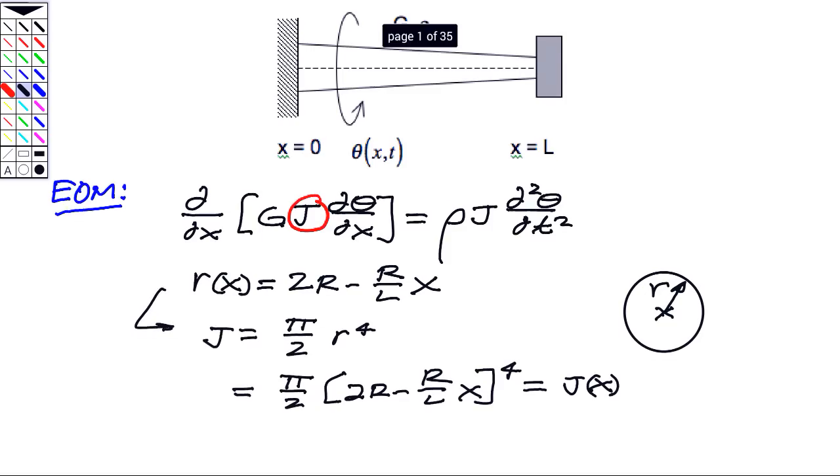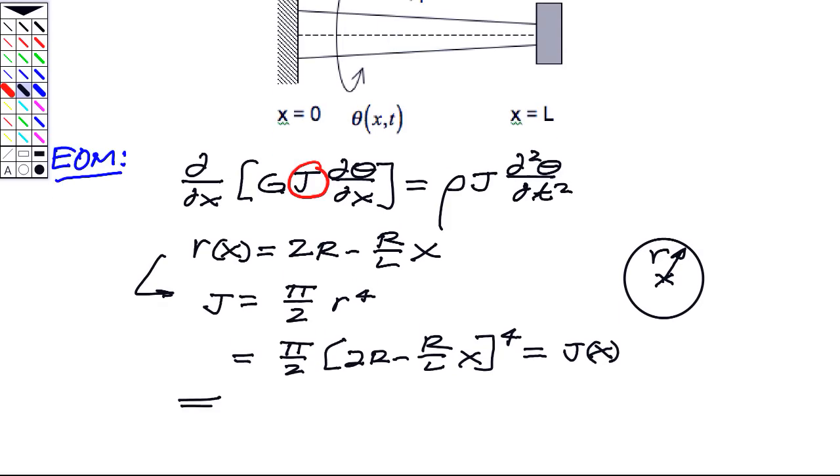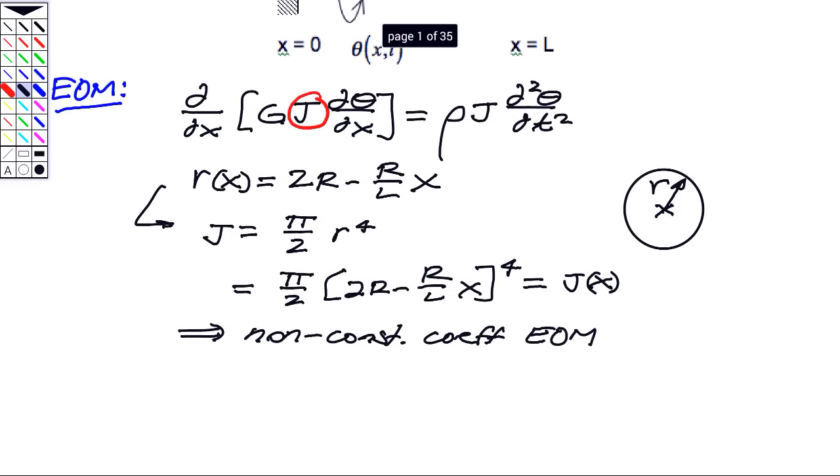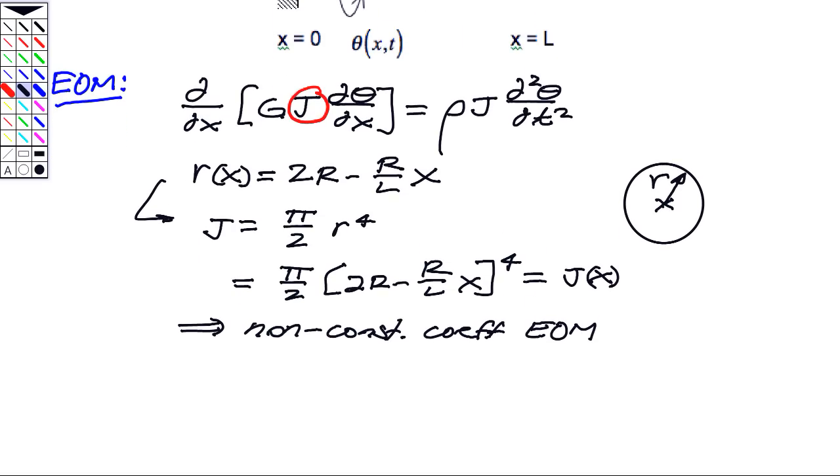So the conclusion that we draw from here is that this is a non-constant coefficient equation of motion. You'll find out we'll need special techniques to solve the boundary value problem here.